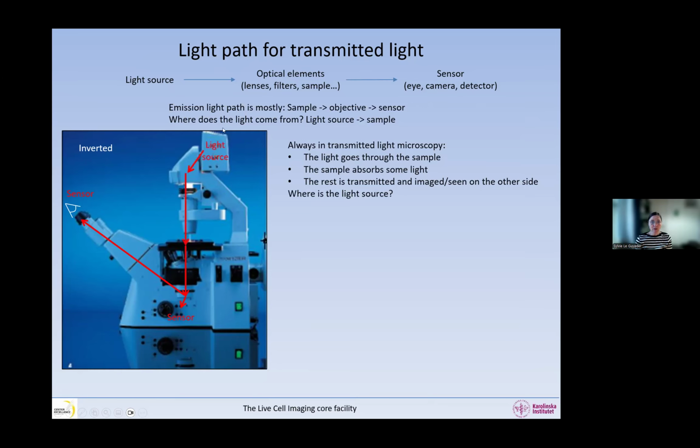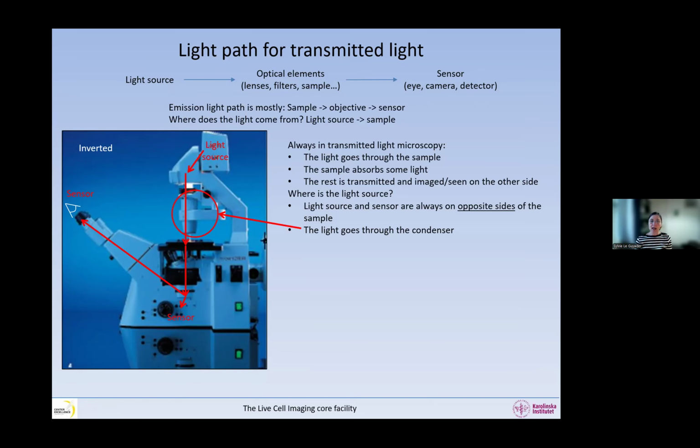So where is the light source? In this case, it is here. So we have the sample. This is the way we are imaging. So the light source has to be on the other side. So the light source and the sensor are always on opposite sides of the sample. It's logical. And the light goes through the condenser. So this is what the condenser is used for.